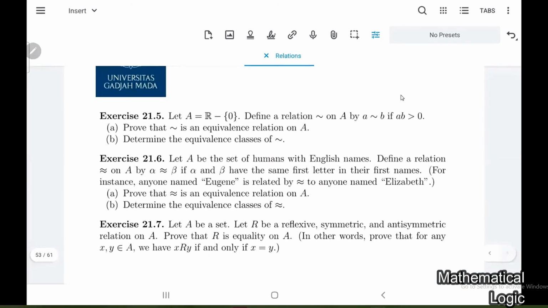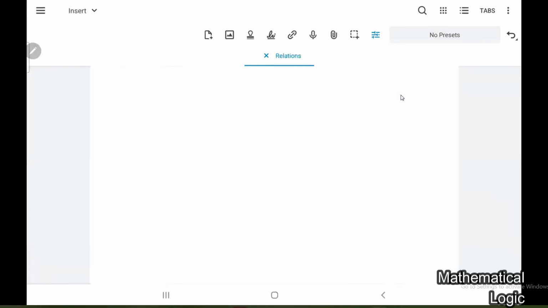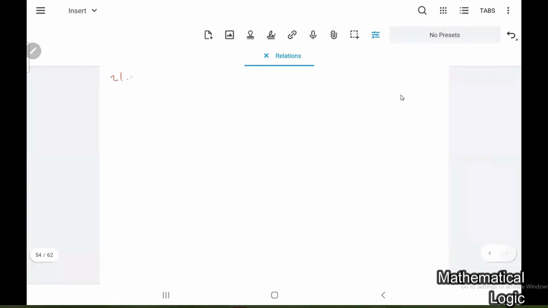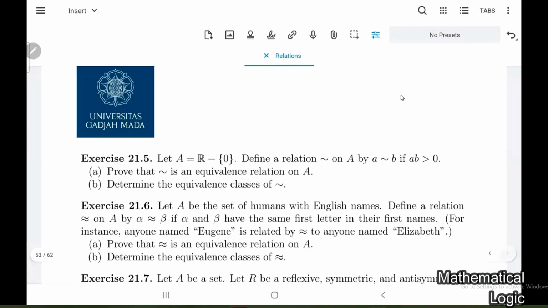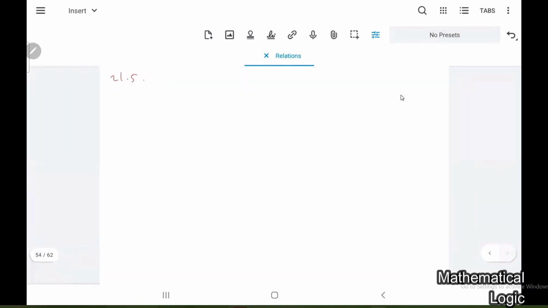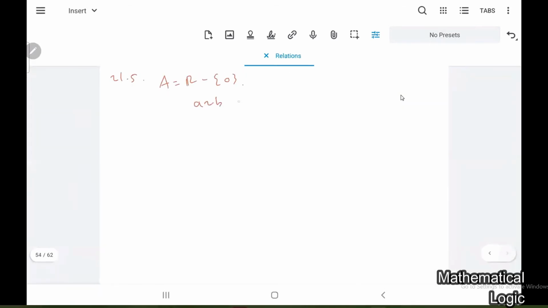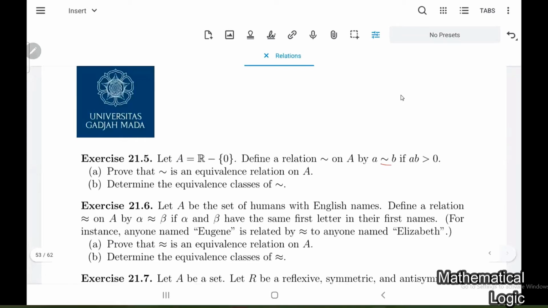Okay, this one is a little bit different. Maybe 21.5. We want to prove a relation here. We have A as R minus 0, so every non-zero real number, and we define a relation: A is related to B if and only if AB is greater than 0. We want to prove that it is an equivalence relation.